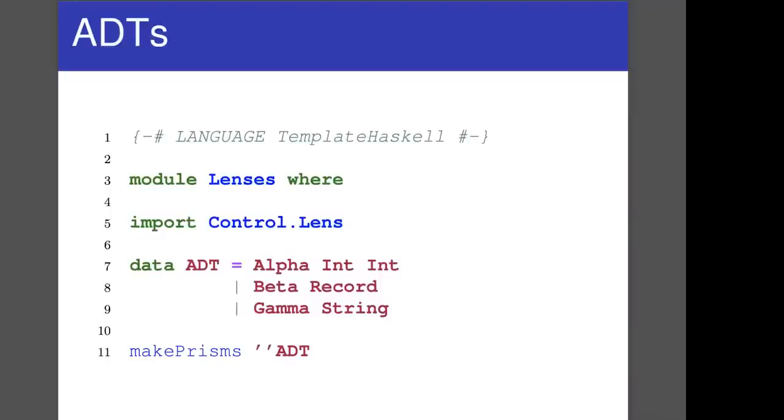To use your own prisms, you use them on your ADTs. So you write your ADT as you normally would, no special naming convention here, and you call this template function make prisms.